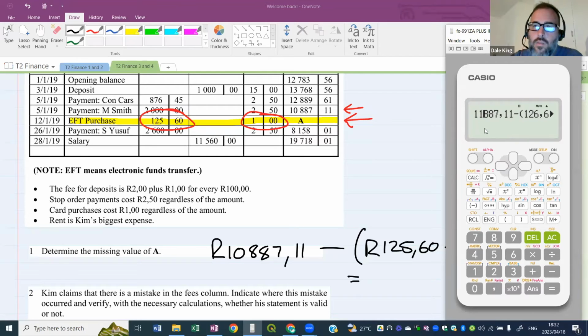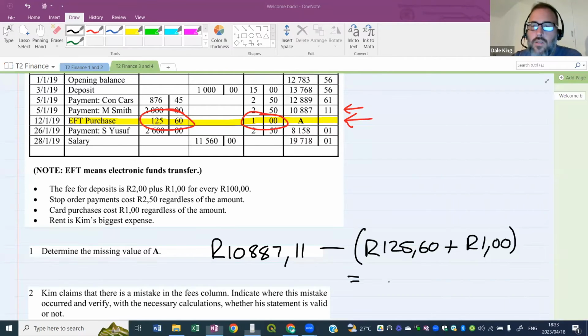Okay, whoopsie, my value is wrong. Oh, I can see Tiamo is already typing again. I better put this in. All right, so it's 10,887. Subtract the 2 fees. Let's see what we get. All right, there we go: 10,759 and 51 cents. Well done. Okay, good job.